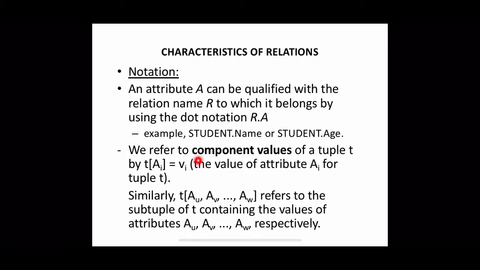And we refer to component values of a tuple t by using square bracket, index values like that. t[Ai] denotes the tuple value of Ai, that is vi. And we can refer to a subtuple, a set of attributes, a subpart of this attribute set, using t within square bracket. We can list out the different attributes of the required subtuple.